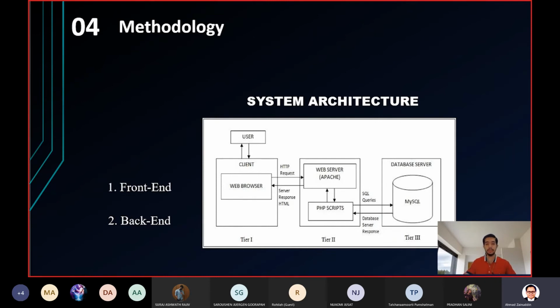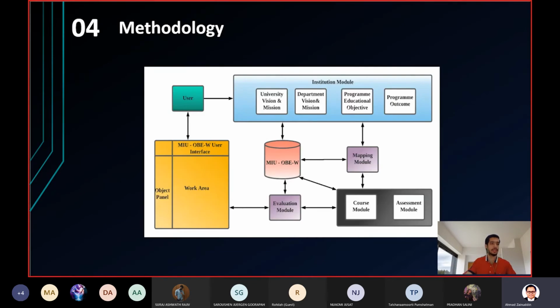So one of the reasons for developing the system is to provide a user-friendly web environment to manage all the student assessment, coursework, BLO, CLO, achievement, and many more. So the system shall be made of client front end and back end components. Here also, as we see in the diagram, the user can access the system through the work area, the object panel, and also in the blue rectangle, the institution module, university vision and mission. The user will not be looking at all of this, he will just have some idea. It will be mapped through the system.